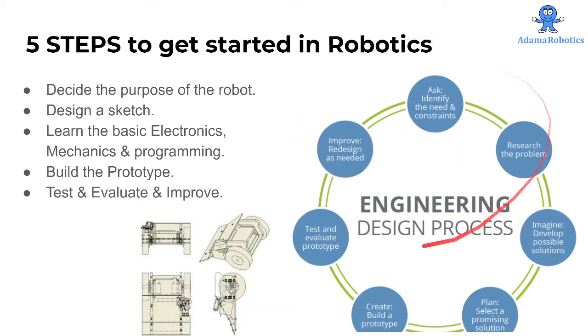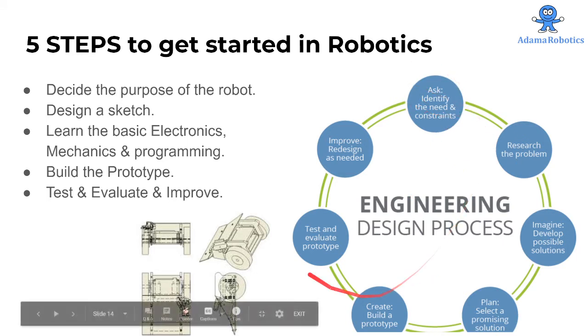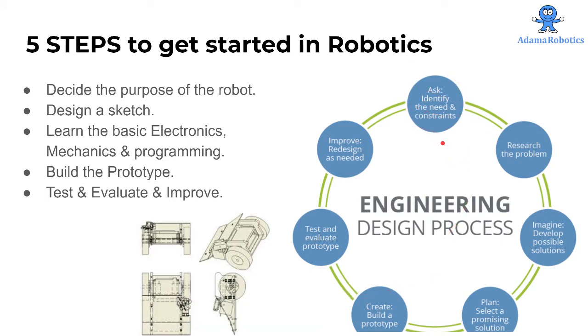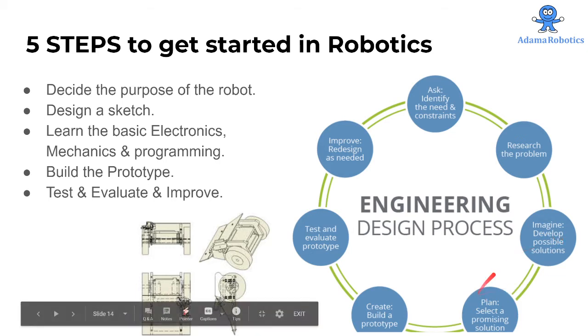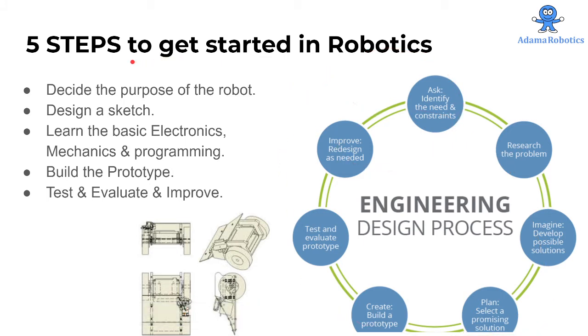So on the right here, as you can see, the engineering design process uses these specific steps. Okay, first you have to ask, then you have to research the problem, then you have to imagine or develop a possible solution, then you have to plan, then you have to create, then you have to test and improve. So I've compiled these steps here in just 5 steps for you. So if you want to get started in robotics, use these 5 steps to start now.